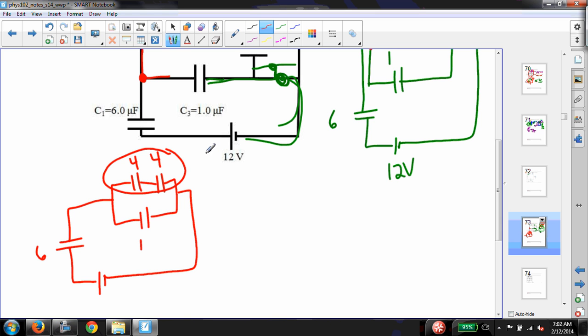I have 4 and a 4. Those are in series, so I say 1 over 4 plus 1 over 4. That's equal to 2. So I can replace those 2 capacitors with a 2 microfarad capacitor.